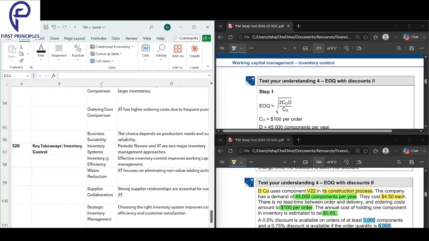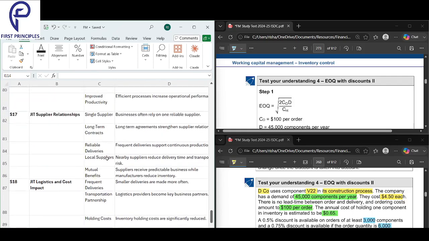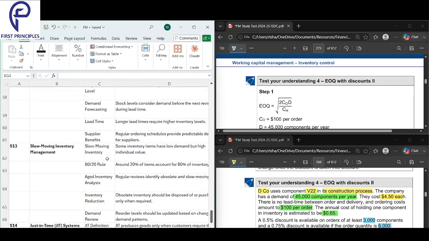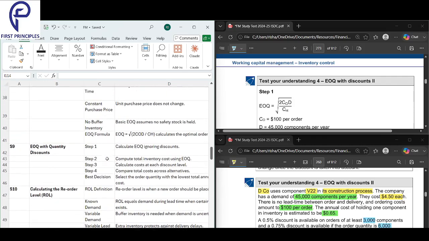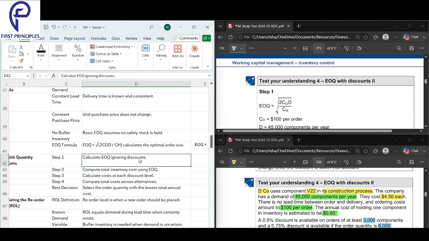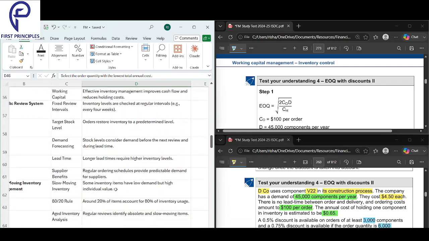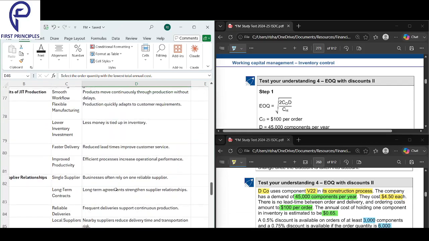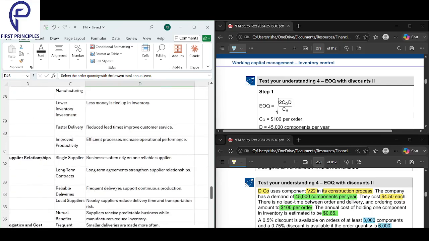So we have written it over here yesterday. First, calculate EOQ ignoring discount. This is given to us, is it? Or we calculated the EOQ, we got 3,721. Calculate the total inventory cost using EOQ. Then calculate cost at each discount level. Compare the cost, select the one with the lowest annual cost. By this method also, we have got the total annual cost, no problem.